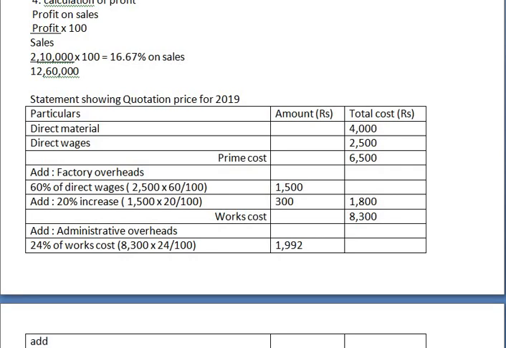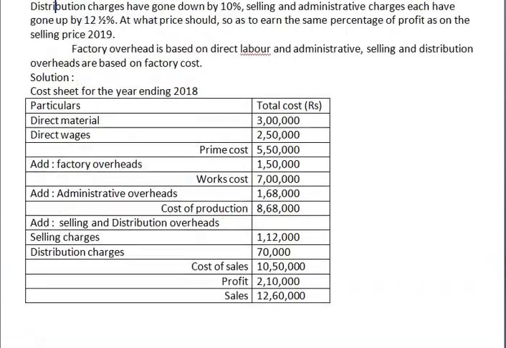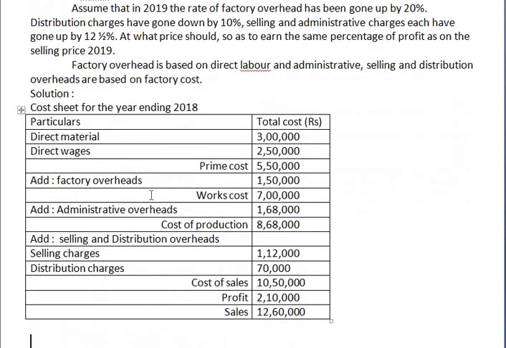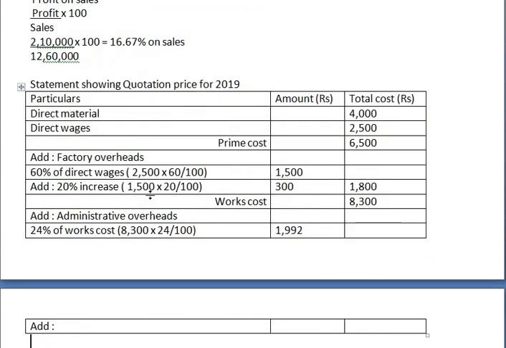Okay, now here add. Now apart from this, there is some other information also given in the problem. Go through the problem. Now go here. See here, distribution charges gone down by 10%. Selling and administrative charges each have gone up by 12.5%. It means there is an increase of 12.5%, that has to be shown. So increase by 12.5%.